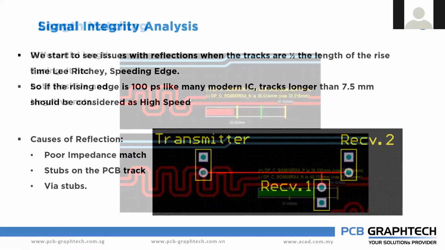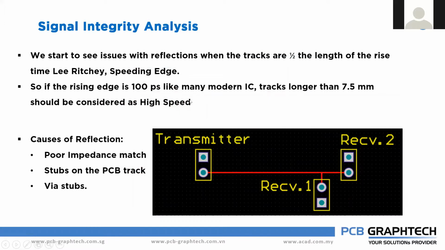Next is about signal integrity analysis. Signal integrity analysis is one of the main factors for high-speed design. Normally we have reflections, crosstalk, and so on. First let us see reflection. Based on the Lee-Ritchie theory, the issue with reflection normally arises when the track length is half the length of the rise time.